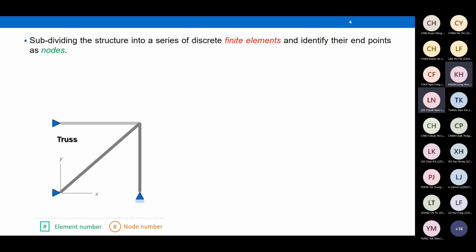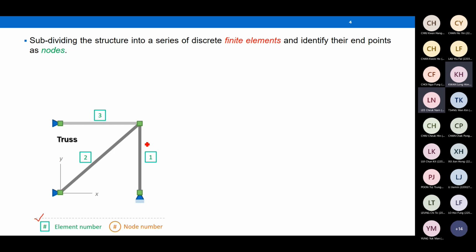Given the structure right here, we have a truss structure composed of three truss elements. You can decompose the structure into three truss elements, and each element has two nodes. Say, for example, we have element 1, element 2, element 3. These are normally denoted by a square covered by a number, used to denote the element numbers. They are the element symbols.